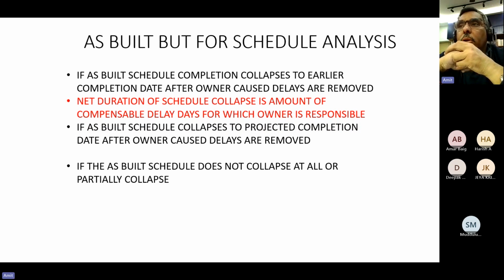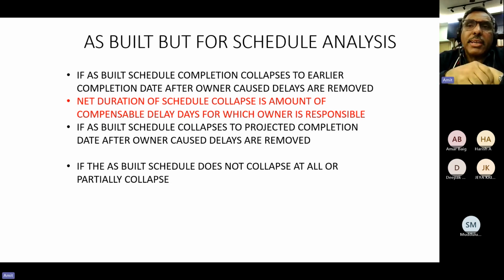Otherwise, I could have completed it on 15th October, but because of your delay, I completed on 31st December. So therefore, I need an EOT. Actually, 2 months and 15 days, but since 15 days is my cushion, only 2 months of EOT you have to give.